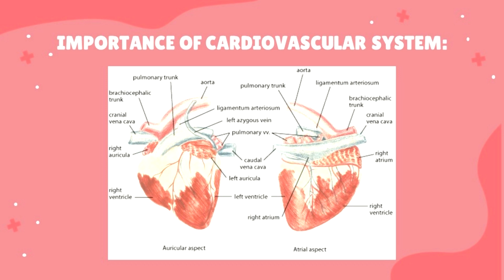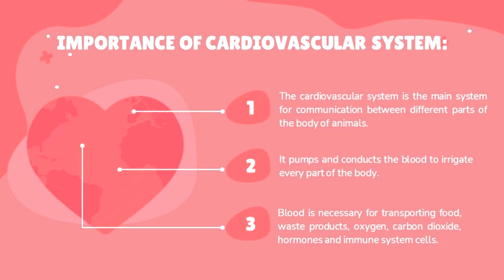Then the next ito po. Importance of cardiovascular system. The cardiovascular system is the main system for communication between different parts of the body of animals. It pumps and conducts the blood to irrigate every part of the body. Blood is necessary for transporting food, waste products, oxygen, carbon dioxide, hormones, and immune system cells.